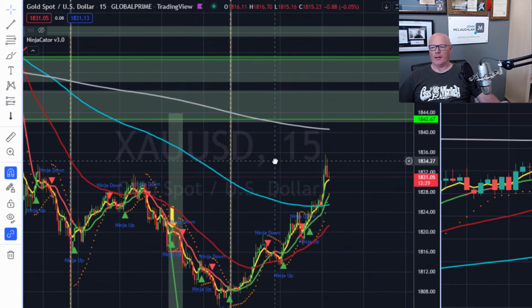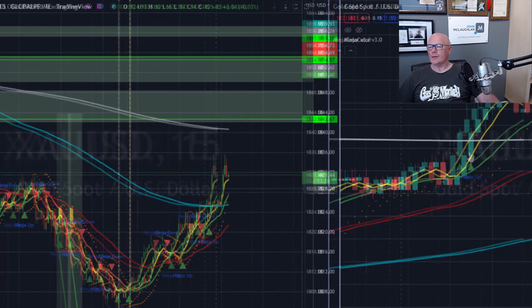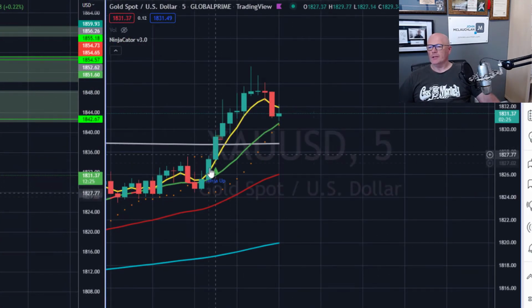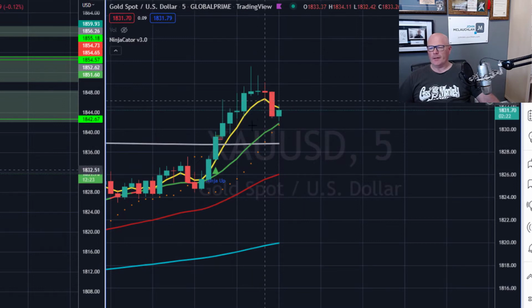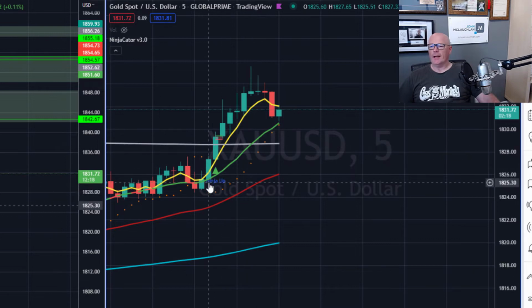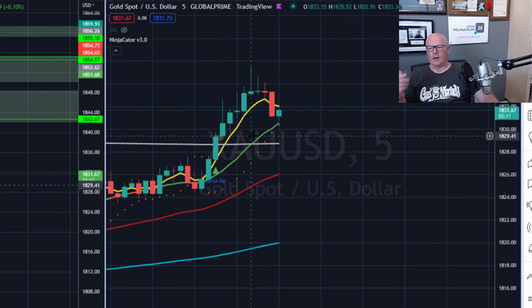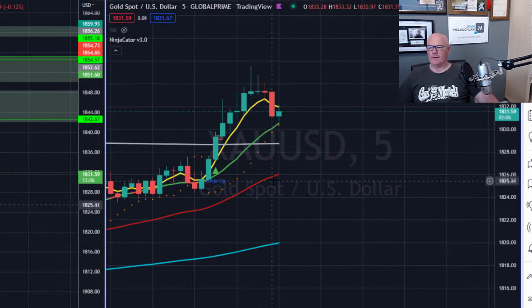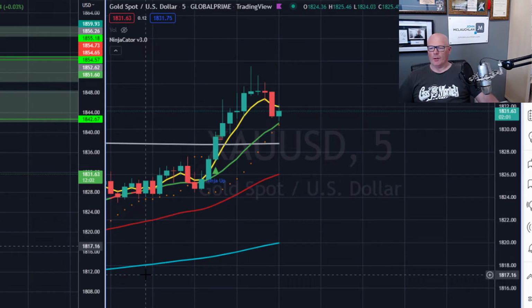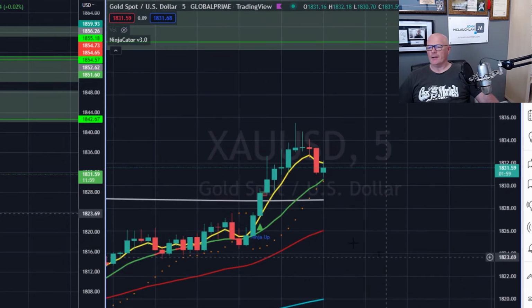So initially, I'll show it on the 5-minute because it's a little bit clearer. This yellow line here is the 5-minute. This moving average is the 13, and built into the indicator that we've got, called the Ninjacator, this either goes green or red depending on if we're going to go for a buy or a sell. The red indicator here is the 50 moving average. The blue is the 200, and the grey one is the 800 moving average.